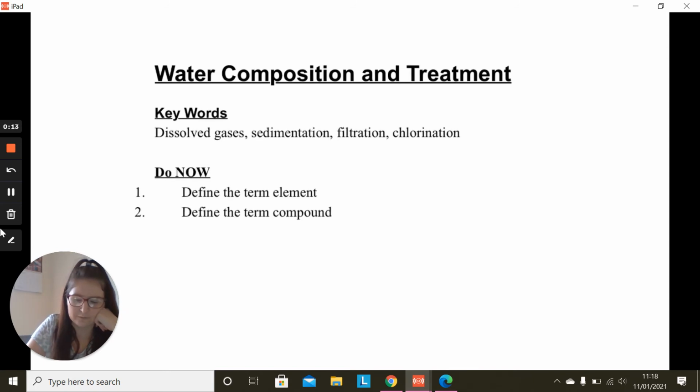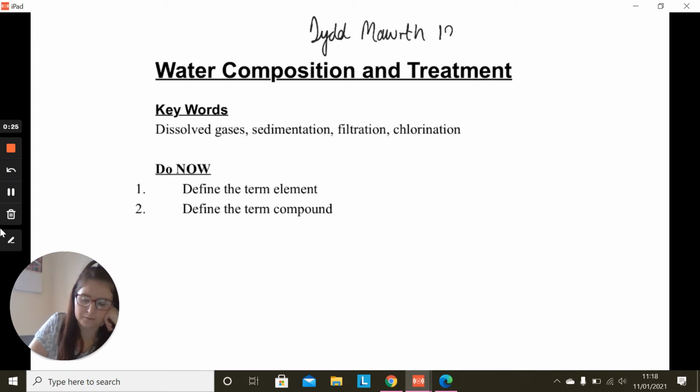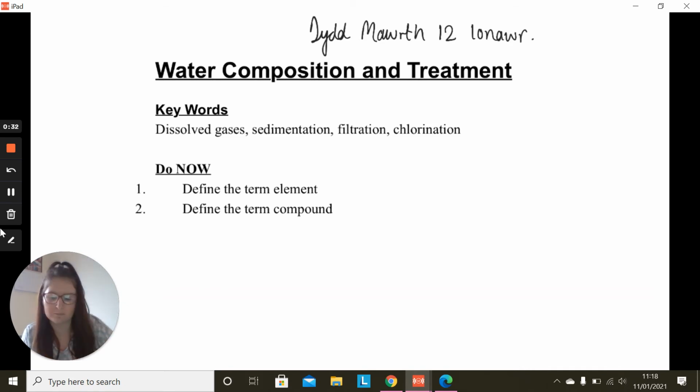So we're going to have today's date, which is going to be dydd Mawrth, and it's going to be the 12th of January. Okay, and then your title is going to be water composition and treatment, keywords: dissolved gases, sedimentation, filtration and chlorination.